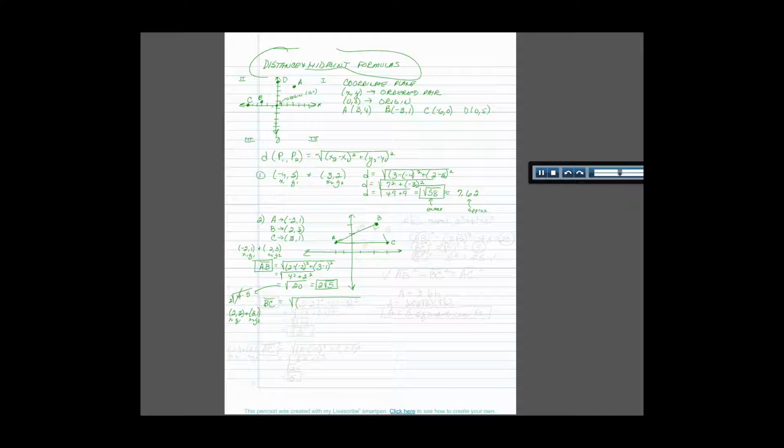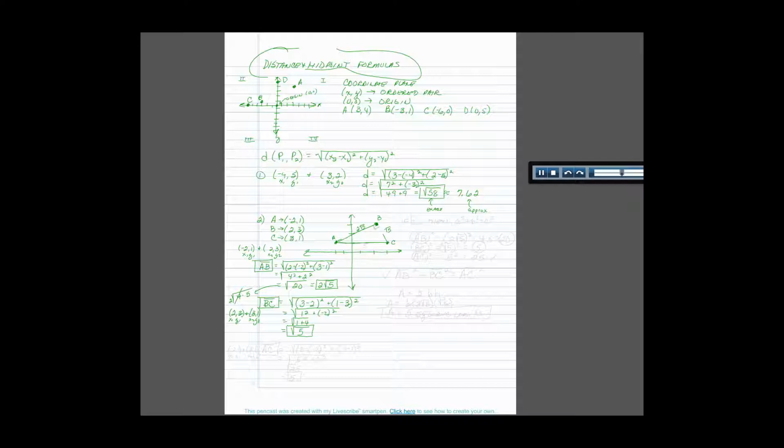It's the square root of x2 minus x1 squared plus y2 minus y1 squared, which is the square root of 1 squared plus -2 squared, which is the square root of 1 plus 4, which is just the square root of 5. So that's the length of BC. I'm going to fill these in over here. This is radical 5. This is 2 radical 5.